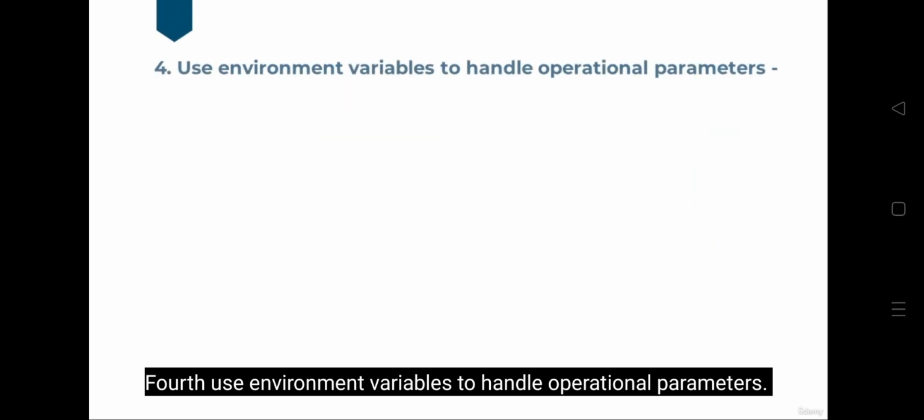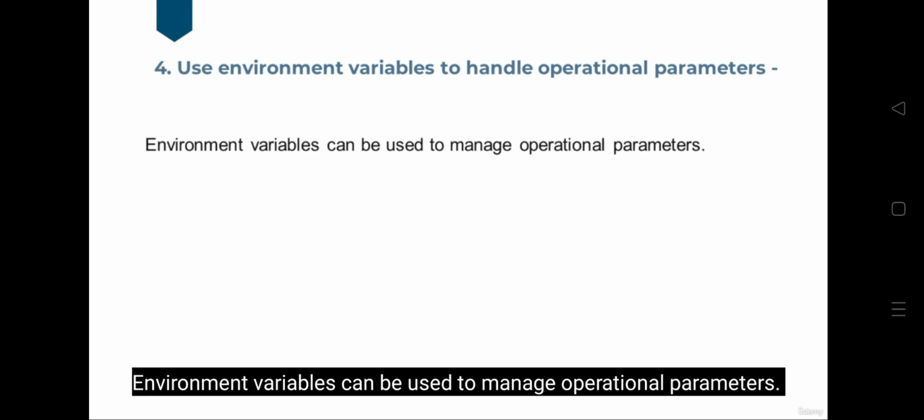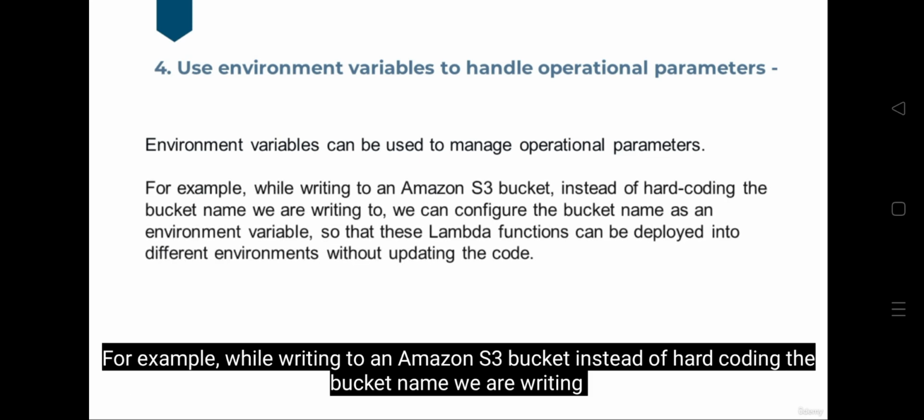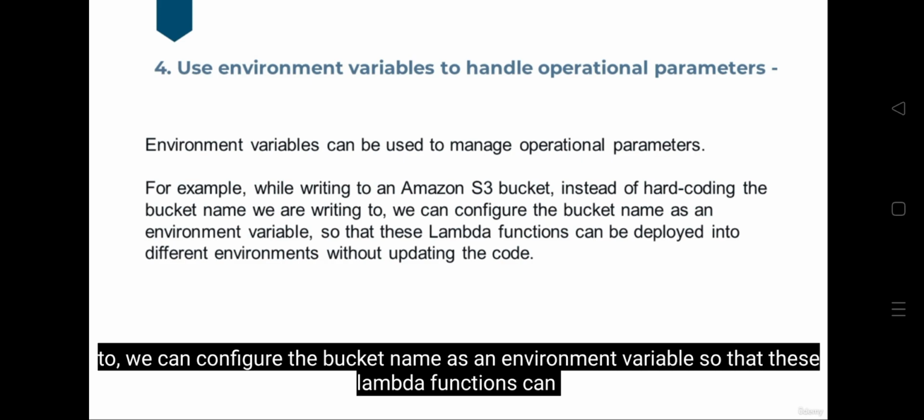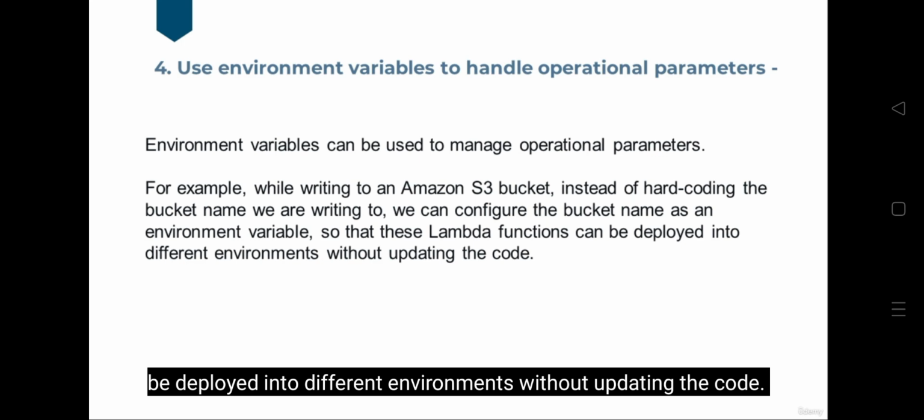Fourth, use environment variables to handle operational parameters. Environment variables can be used to manage operational parameters. For example, while writing to an Amazon S3 bucket, instead of hard coding the bucket name we are writing to, we can configure the bucket name as an environment variable so that these Lambda functions can be deployed into different environments without updating the code.